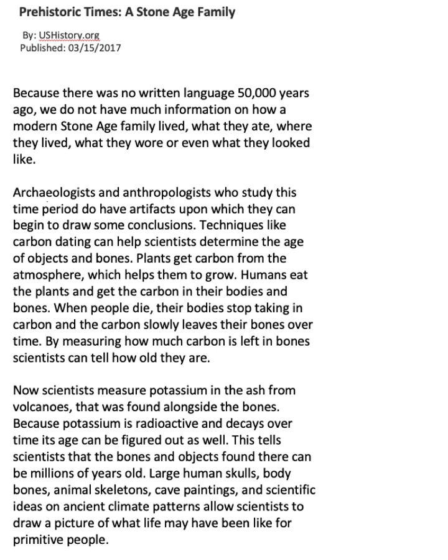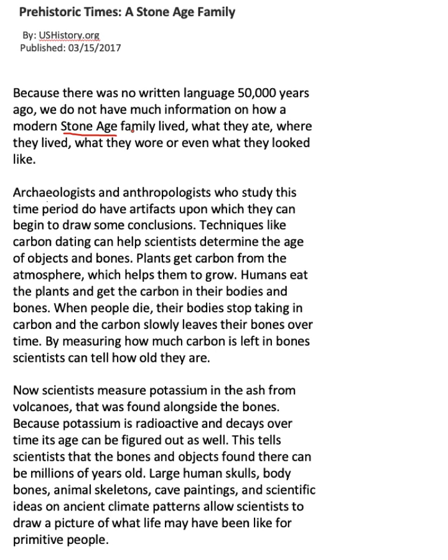Hello, historians. So now I'm going to show you how to identify the main idea of a text, specifically for the question that we annotated earlier. Here we go. Prehistoric Times, a Stone Age Family by ushistory.org. Because there was no written language 50,000 years ago, we do not have much information on how a modern Stone Age family lived.